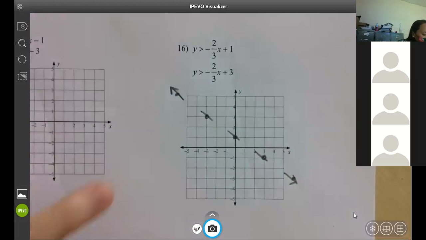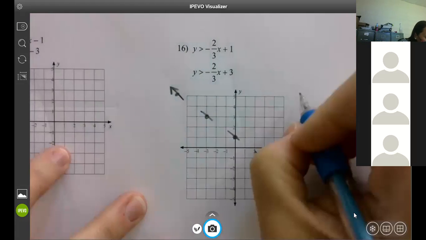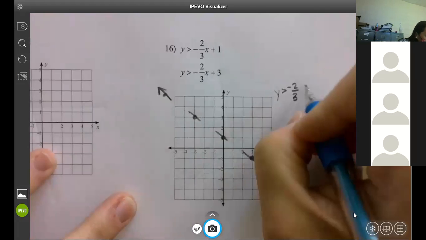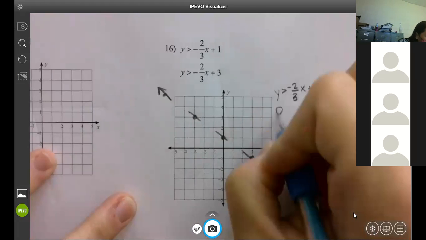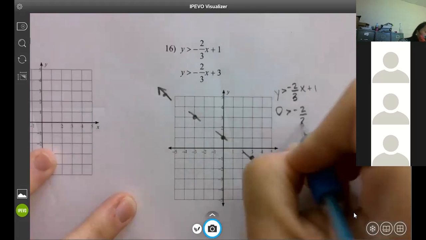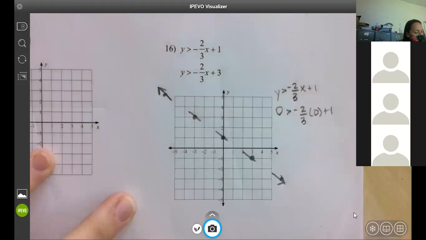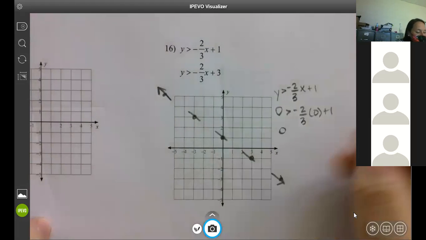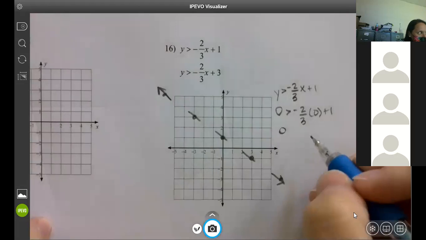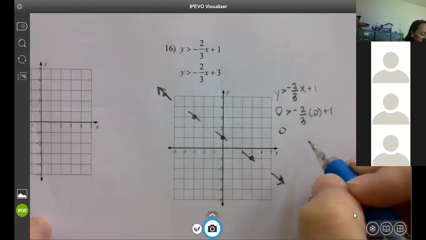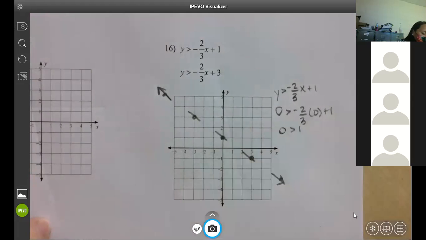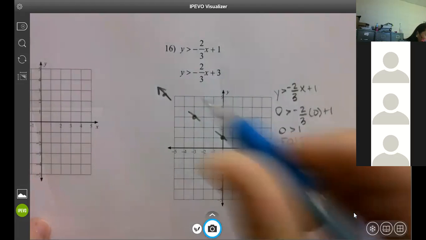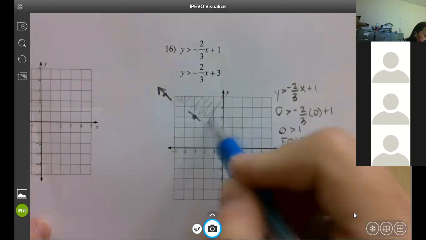It didn't go through 0, 0, so we can plug that in. We're going to plug it into y is greater than negative 2/3 x plus 1. What is negative 2/3 times 0? Zero plus 1 is? Is 0 greater than 1? No. So we shade the side that doesn't have 0, 0. So this side. No 0, 0.